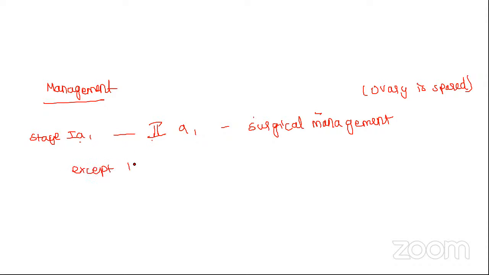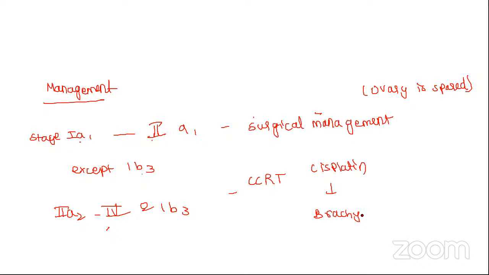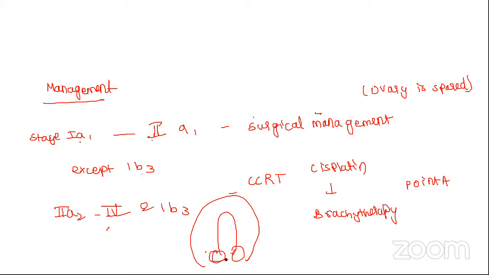Whenever you have size of the tumor more than 4 centimeters, it has a bad prognosis and you can't do surgical management. So obviously the rest of the stages, that is 2A2 to 4 and 1B3, you're going to do concurrent chemoradiotherapy. That is, you give cisplatin followed by brachytherapy, where you have point A and point B. You insert the tandem and ovoids inside the uterus.